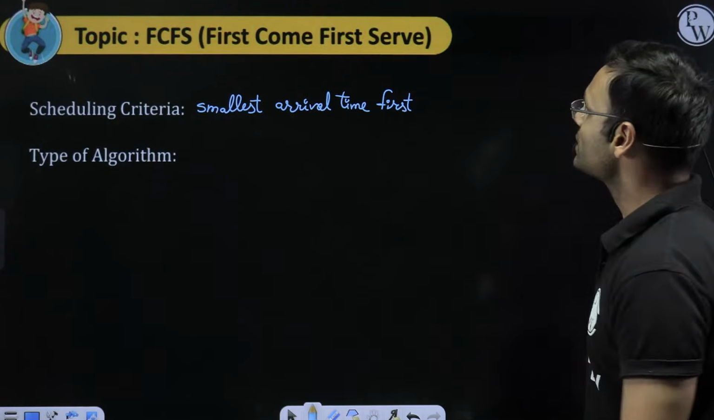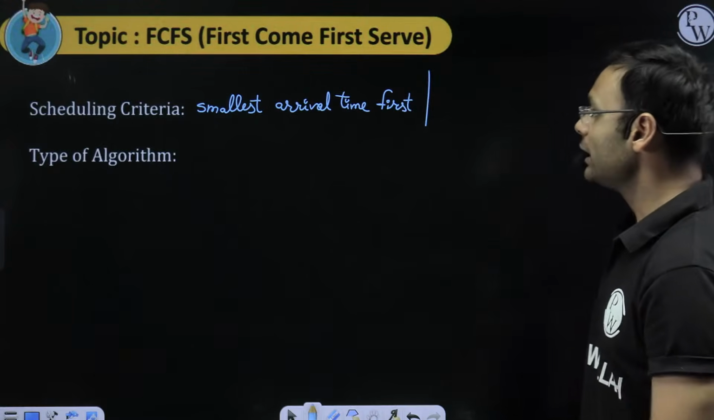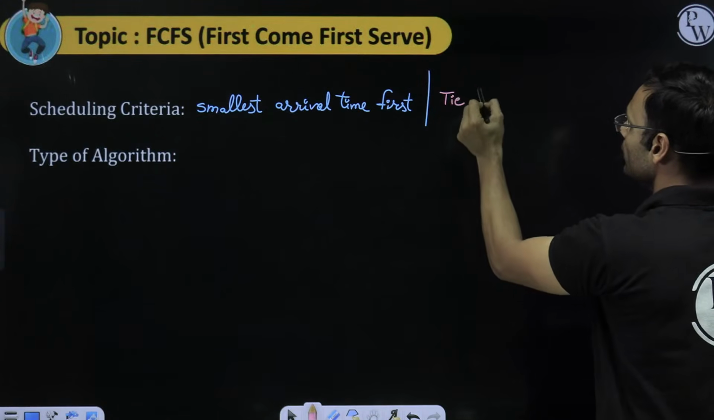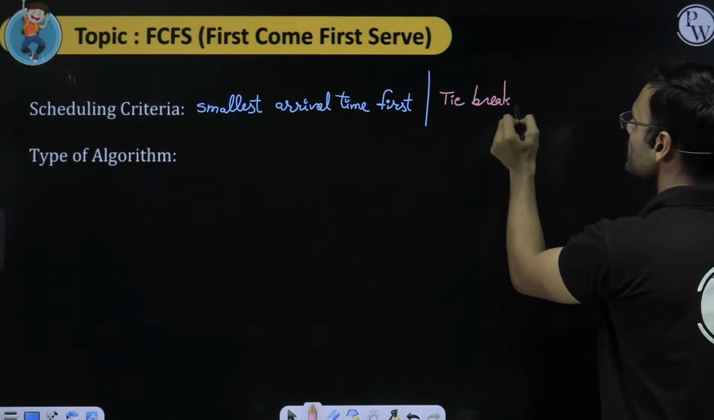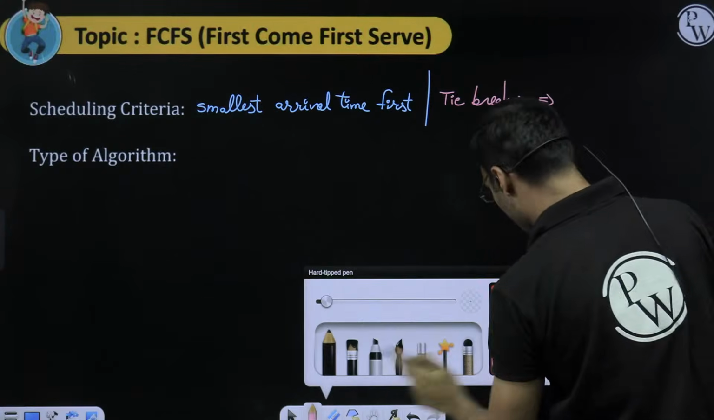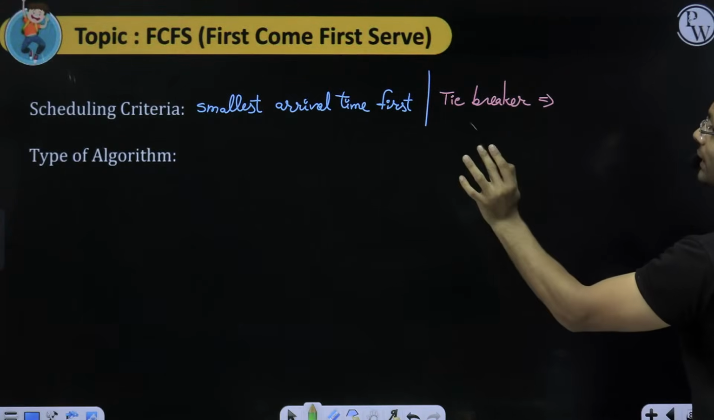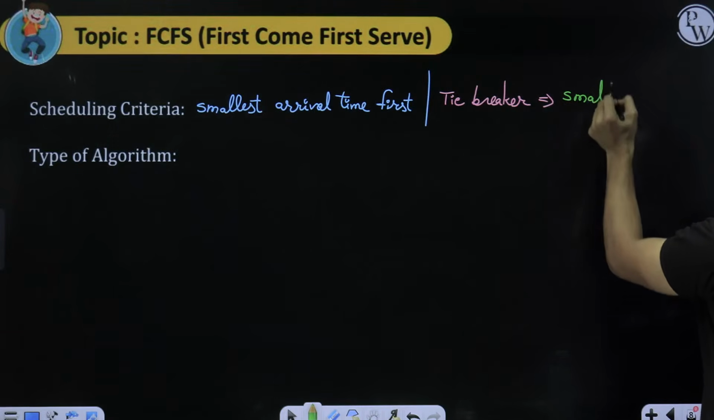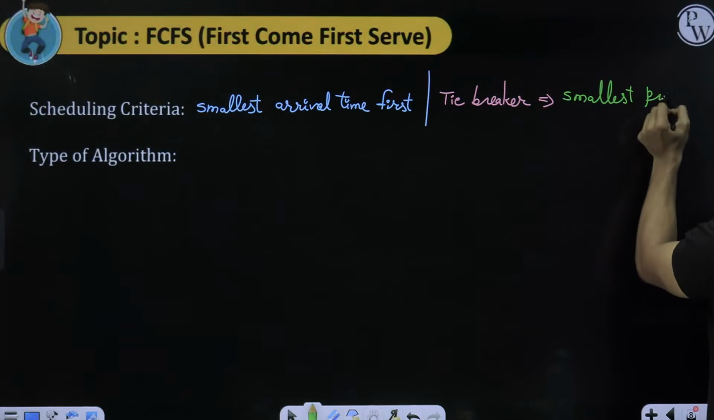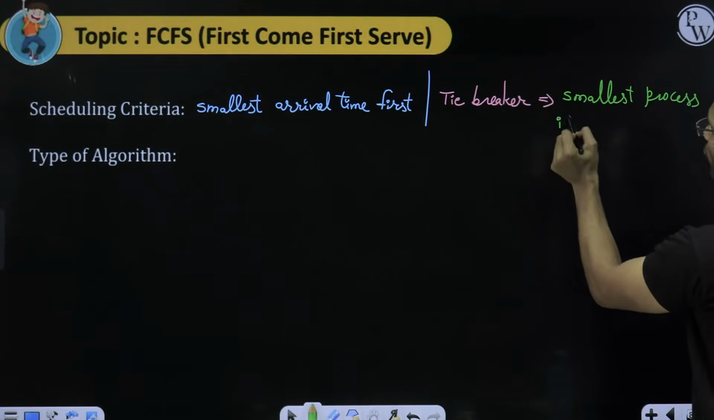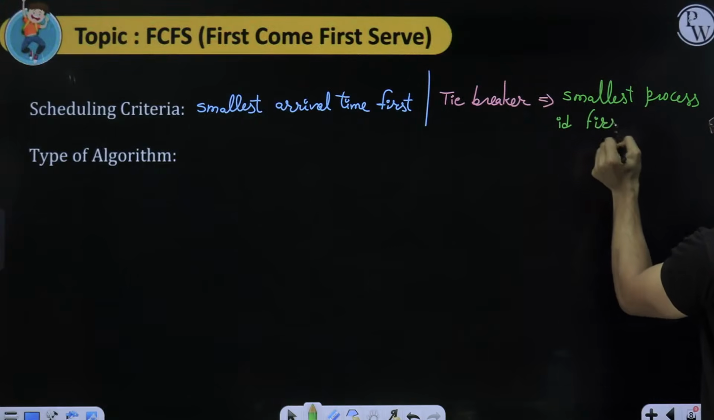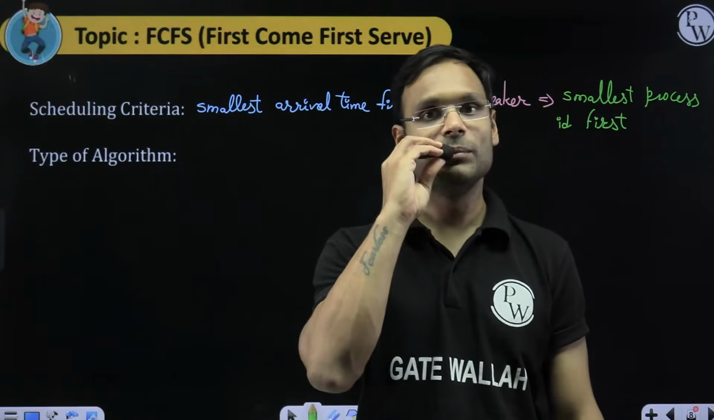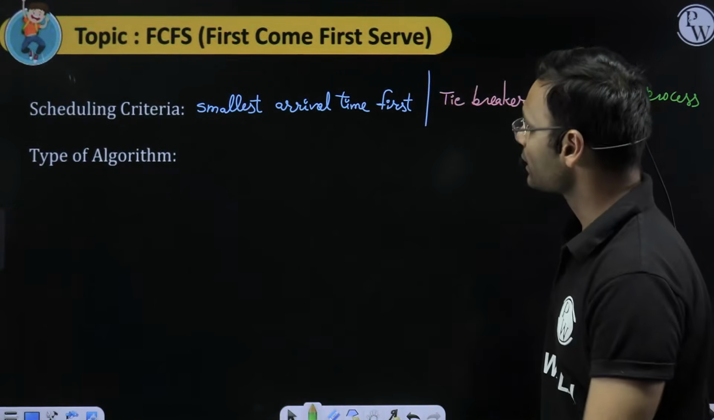Further, what is the tiebreaker if two or more processes are coming together? If two or more processes are coming together, then the tiebreaker will be smallest process ID first. Every process has a unique ID, and whichever process is having the smaller ID, that will be scheduled first. Further, type of algorithm.